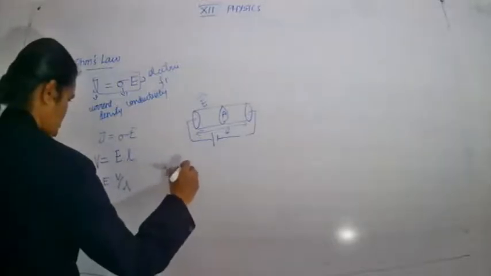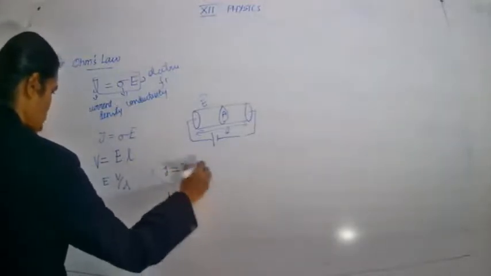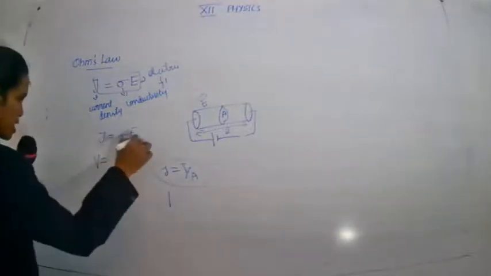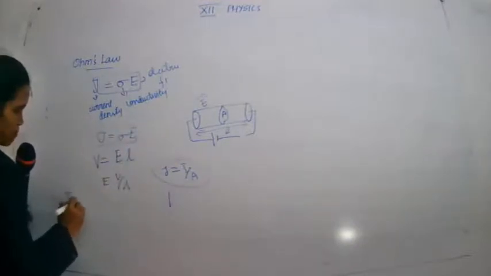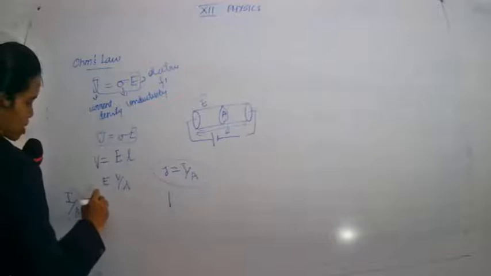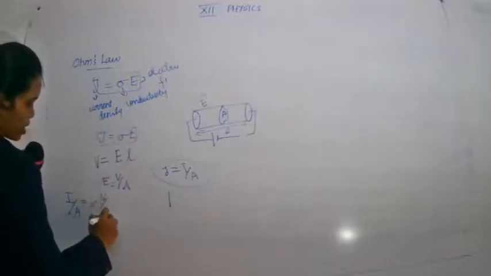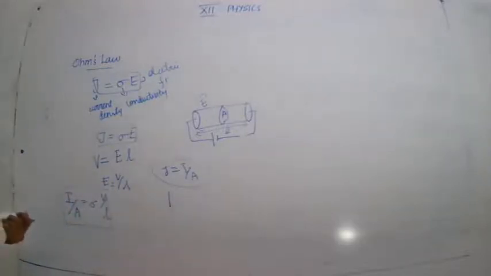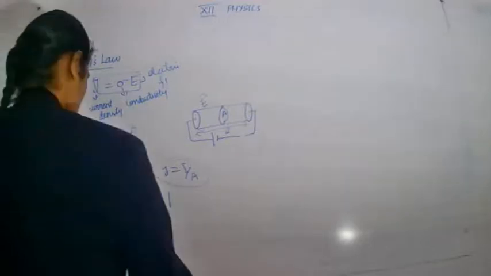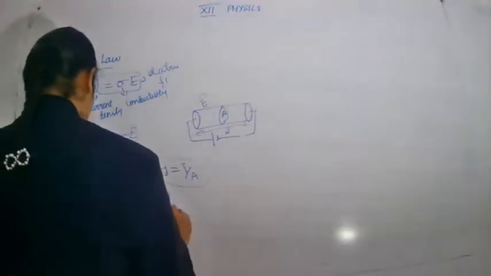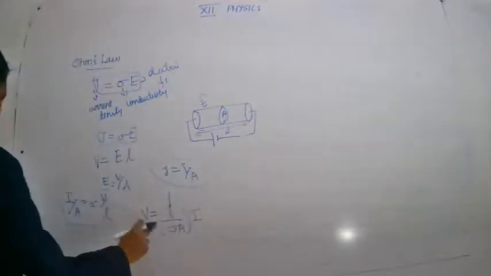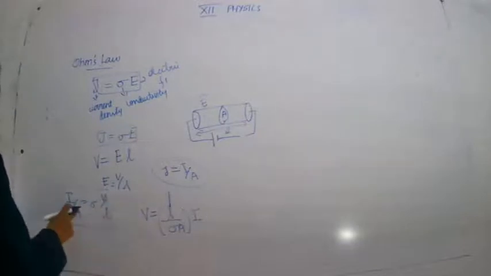We already know J equal to I by A. That is the current formula. So apply it here. J equal to I by A is equal to sigma E, and E equal to V by L. Now what happens? V equal to L by sigma A into I. This is converted in terms of V.